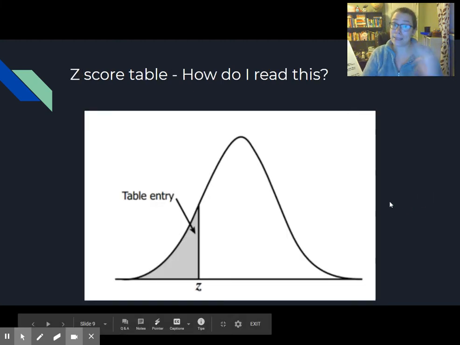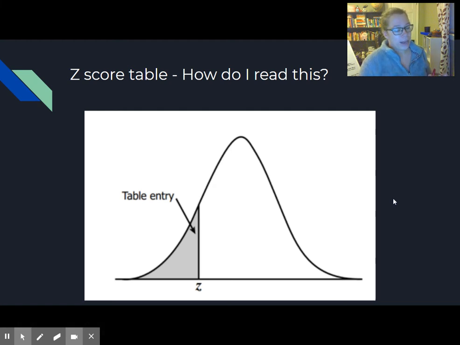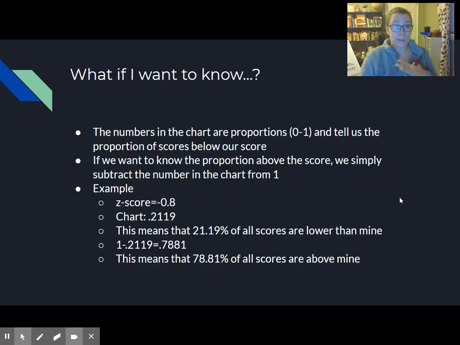So when we look at this z-score table that I provided, it is only going to tell you what is beneath your z-score. So it's going to require a little bit more computation if we want to know who's on the other side, how many people did better than us. The numbers in the chart, like I said, are proportions. Proportions are always going to be between 0 and 1, just like percentages are always between 0% and 100%. But we're looking at proportions, so this is before we multiply by 100 and add the symbol. This tells us the proportion of people below our score.